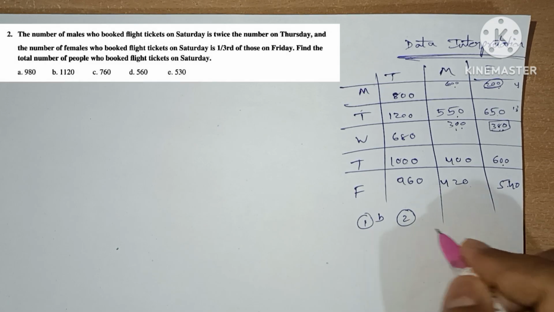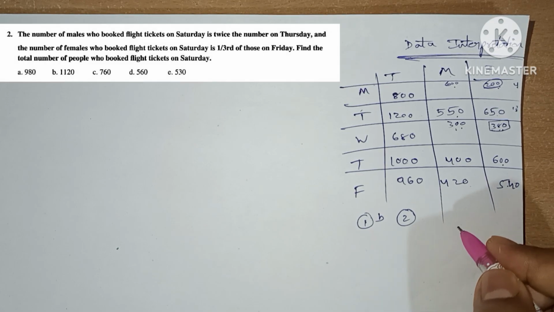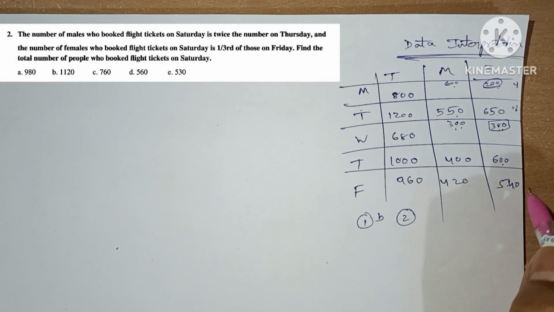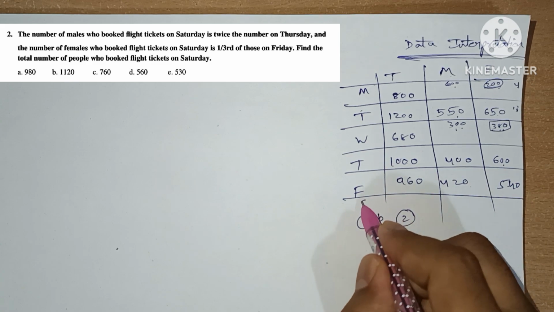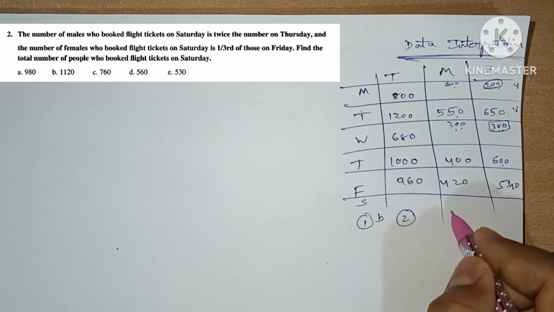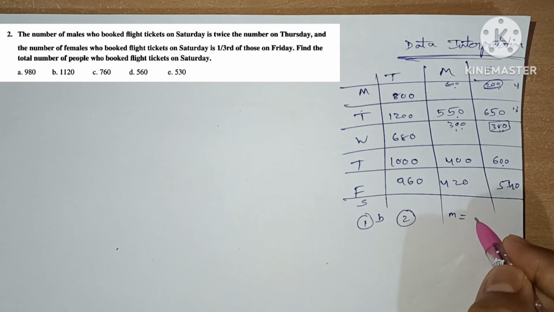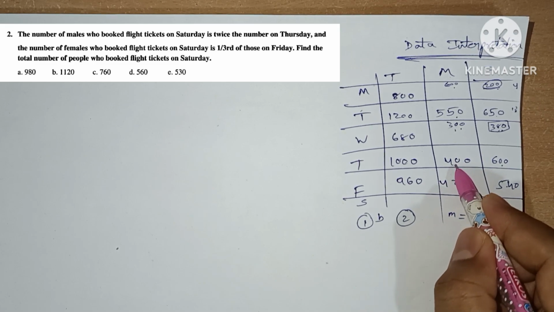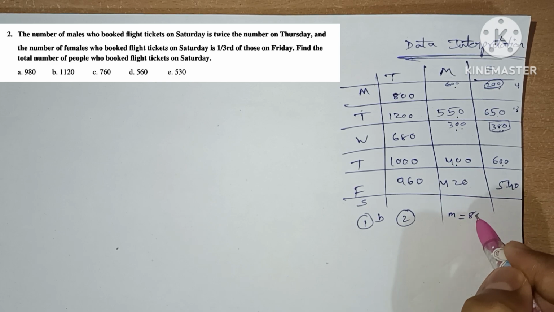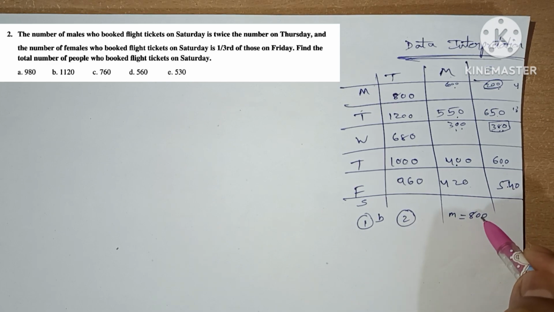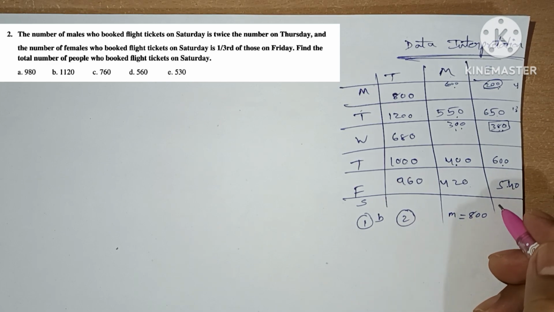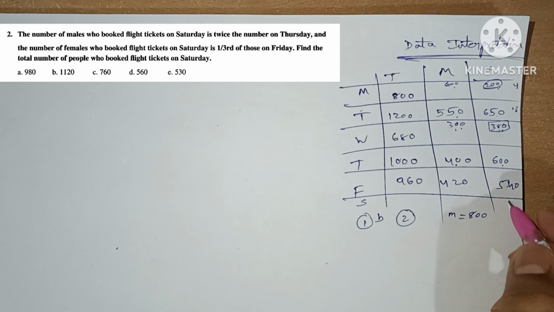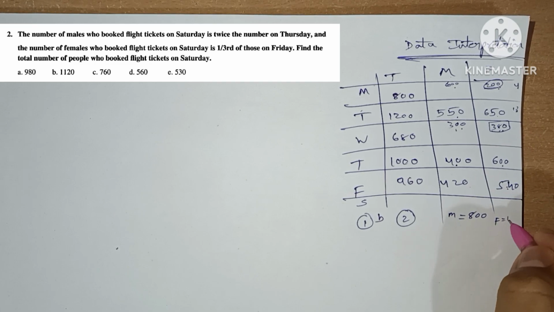Now we are going to see question number 2. The number of males who booked flight tickets on Saturday. So we don't have Saturday. Let's take Saturday, and talking about males, it is twice the number on Thursday. So twice of Thursday males, which will be 400 times 2, which will be 800. And the number of females who booked flight tickets on Saturday is 1/3 of those on Friday. For females, 1/3 of 540, which will be 180.